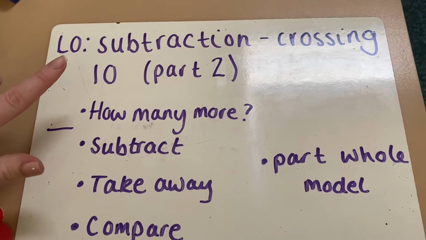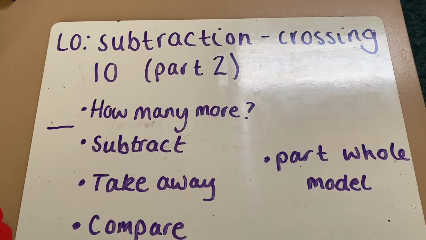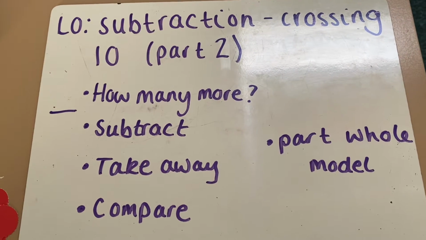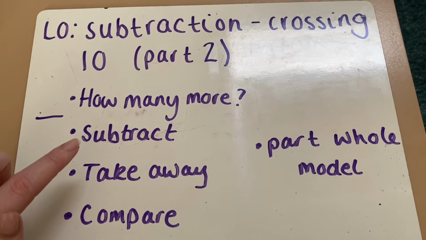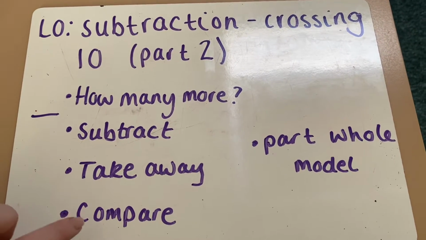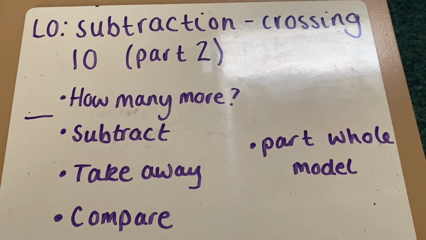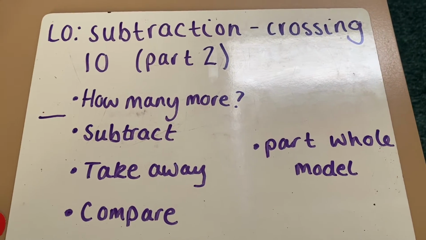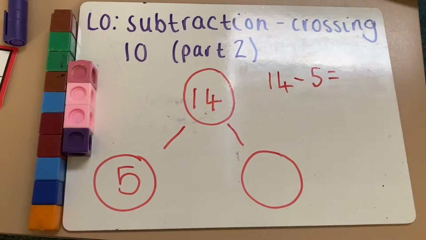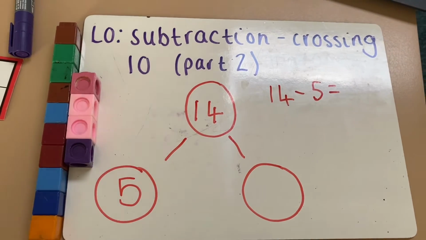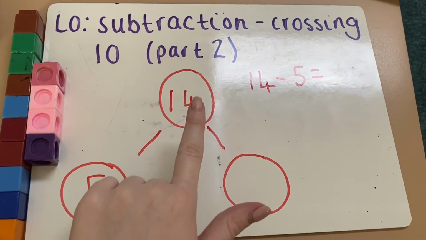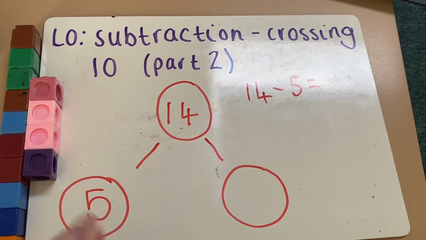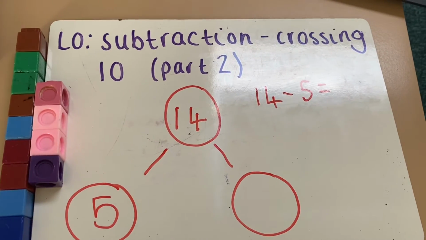Our LO here says subtraction, crossing 10, part 2. And some of the different ways that you might hear take away today is how many more, subtract, take away, and compare. And we're going to be looking at part-whole models. So let's get started. Okay then, so the first one that I'm going to do, I'm going to use cubes. Now here I've got my part-whole model, and I know my whole and I know a part, but I need to take it away to find the other part.